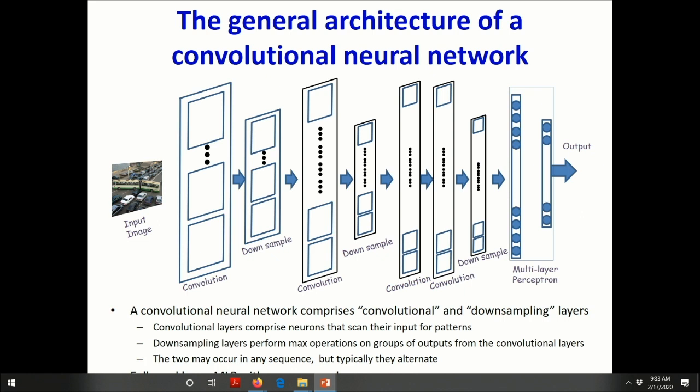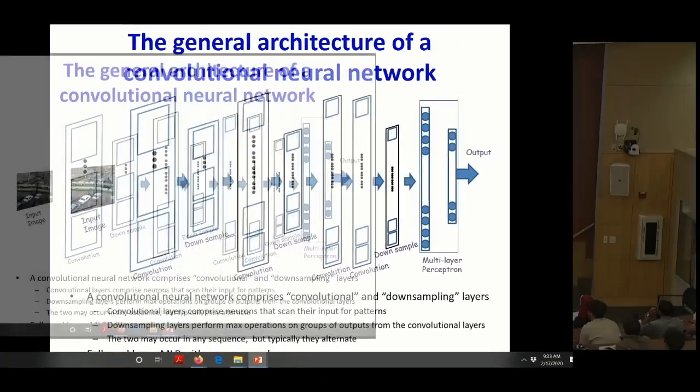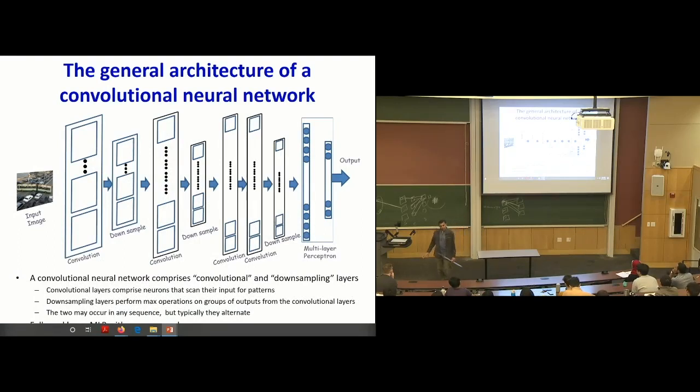Now, the convolutional neural network comprises a sequence of convolutional and downsampling layers. Convolution layers comprise neurons that scan the input for patterns, and downsampling layers perform max operations on groups of outputs from the convolutional layers. The two may occur in sequence, so you could have convolution, downsample, or any other pattern. It doesn't make sense to have downsample followed by downsample because it's basically one large downsample operation.